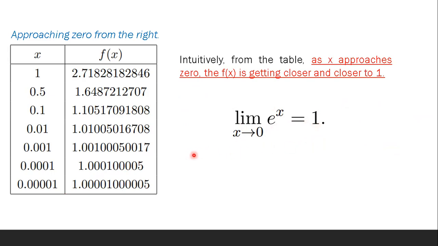Since the one-sided limit as x approaches 0 from the right and the one-sided limit as x approaches 0 from the left are both equal, therefore our limit exists, and that is equal to 1. And this is our final answer for example number 1.